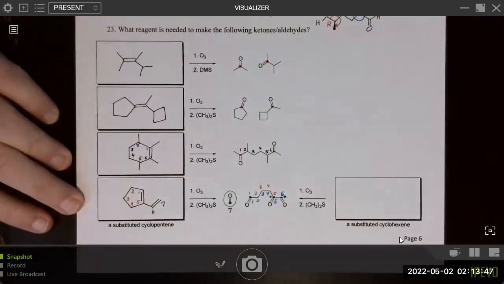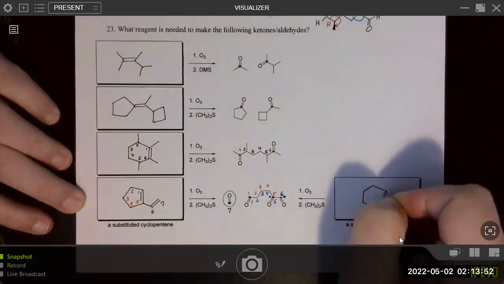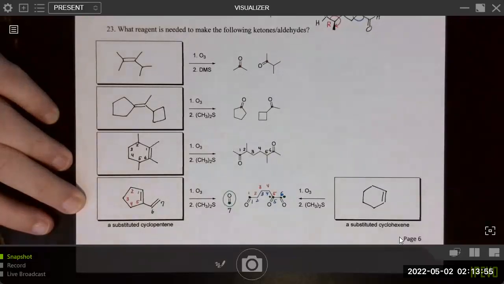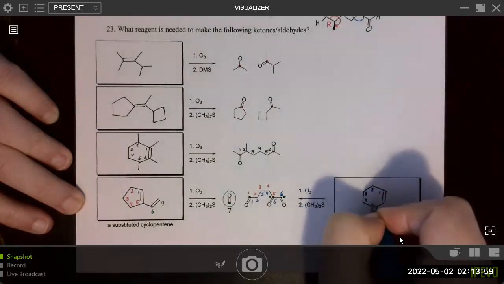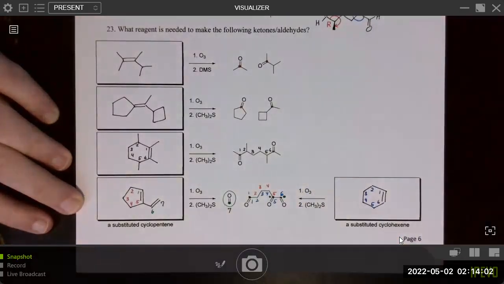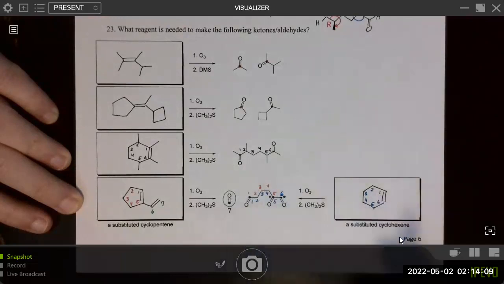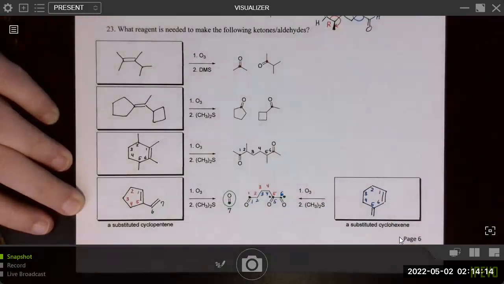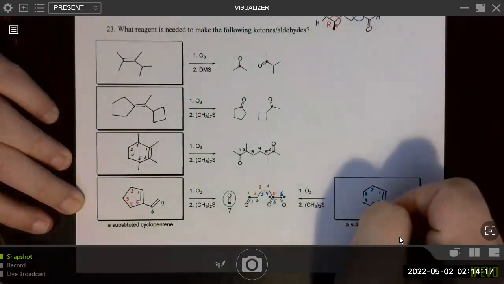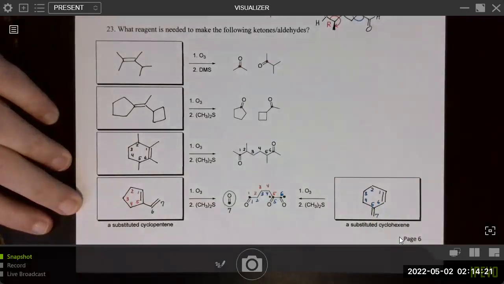All right, what if it was a substituted cyclohexene? Draw that in. Cyclohexene, my blue pathway. So we have 1, 2, 3, and 4 as methylenes. 5 is actually double bonded to 7 in this case, so we want to add that in. And then 6 is an aldehyde, so it has a hydrogen attached as well.